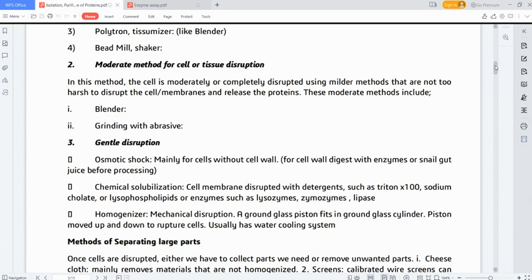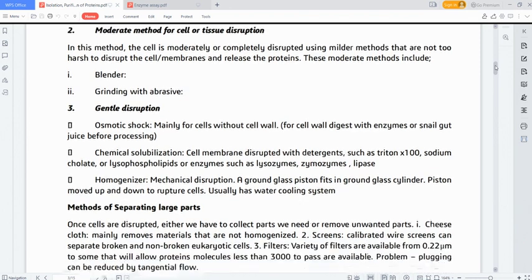That is the one we call making use of the osmotic shock. Now you can use chemical solubilization. You use agents that can solubilize the cell membrane, something like detergents such as Triton X100, sodium chlorate. You can make use of isozymes. You can make use of lipases. So all these things can act as chemical solubilizers. And we talked about homogenizers, which you just use to grind whatever you want to isolate the protein from.